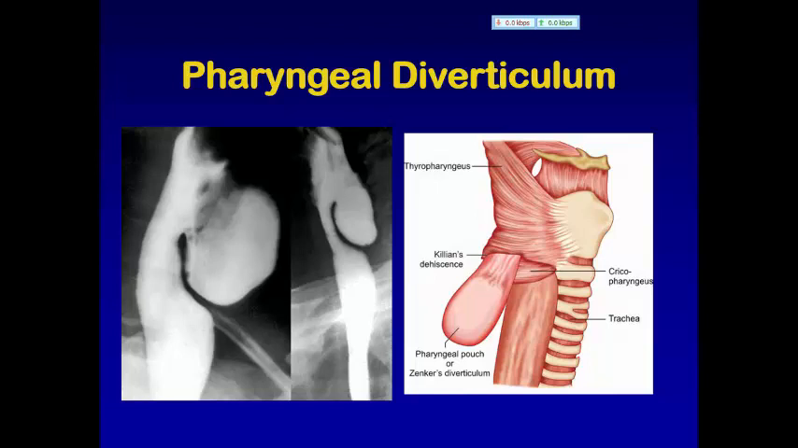Complications it may cause: aspiration pneumonia, diverticulitis, which is also inflammation of this diverticulum, and there is a risk of cancer, 0.3% lung cancer. Investigation of choice is barium swallow. You can diagnose the diverticulum here. You can see the diverticulum. It is the investigation of choice, the best investigation.